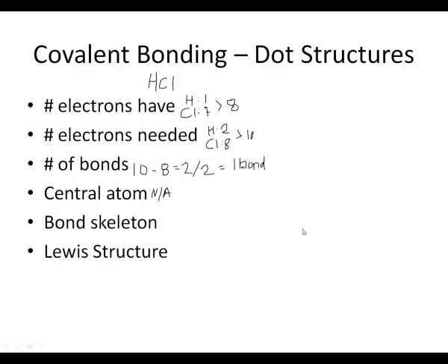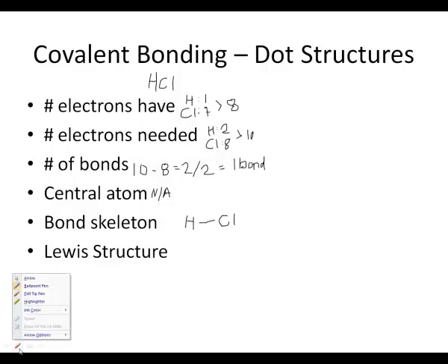Okay. Now we're going to assemble everything that we know from all of the previous steps to make our bond skeleton. So I know that I have a hydrogen, and I know that I have a Cl. And I learned up here that they're connected by 1 bond. So that's our bond skeleton.